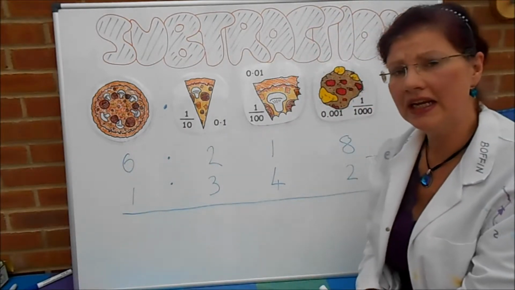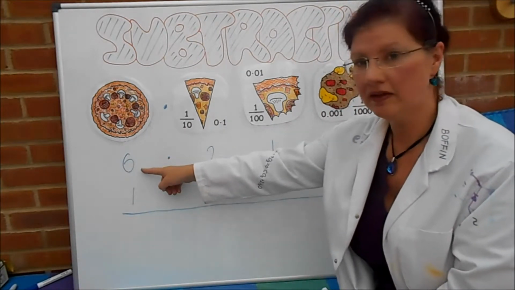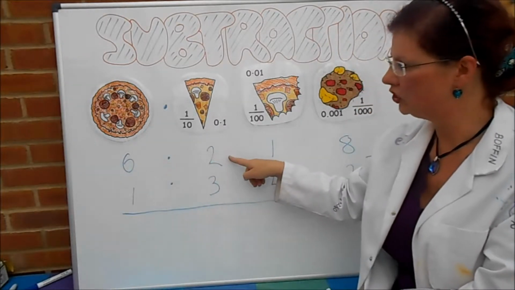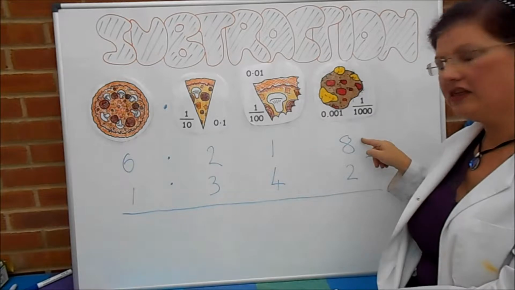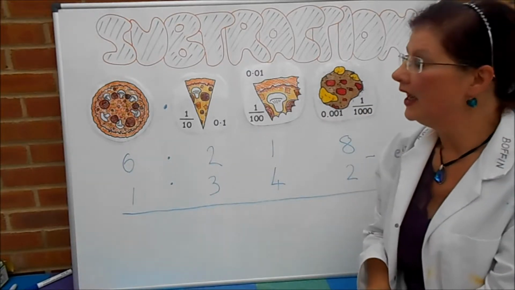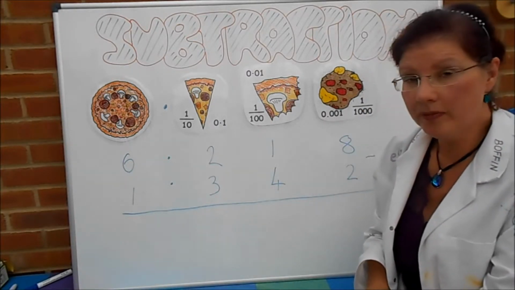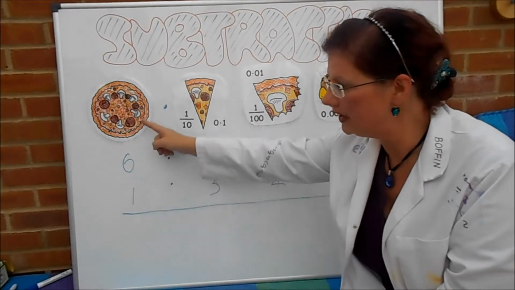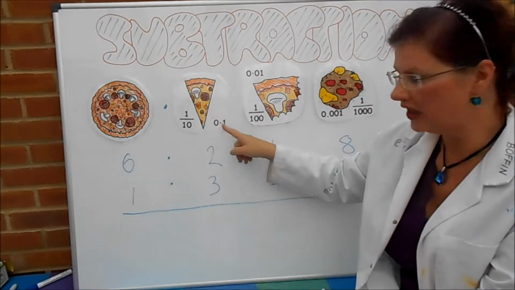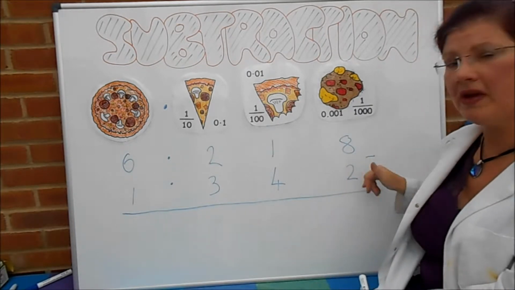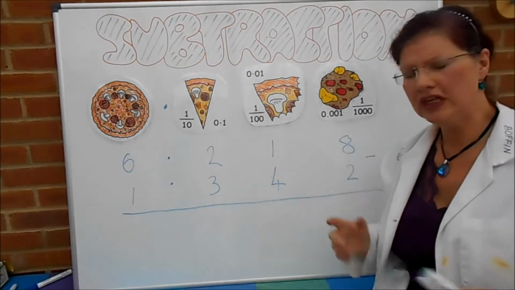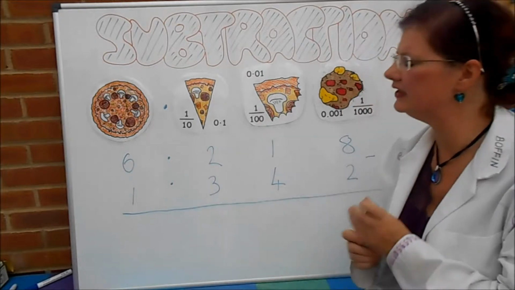So currently in your shop you have 6 complete pizzas, 2 slices, 1 sample bite and 8 crumbs. And you have a customer who comes in and he wants to buy some things. He wants to buy 1 complete pizza, 3 slices, 4 sample bites, and for some reason he wants to buy 2 crumbs as well. But we'll just leave that with him. Some of your customers are a little eccentric.